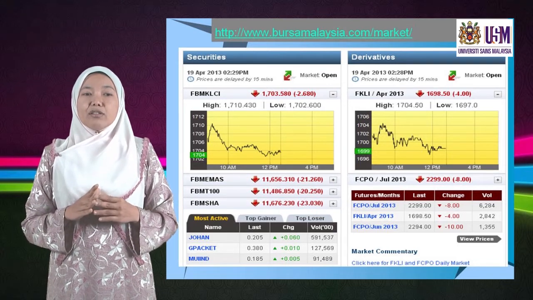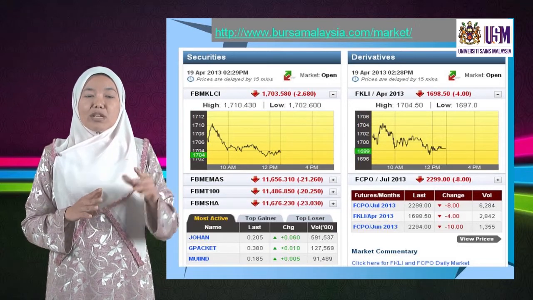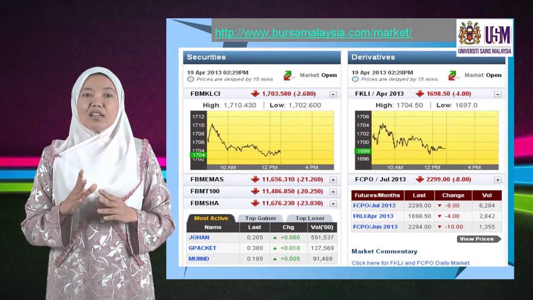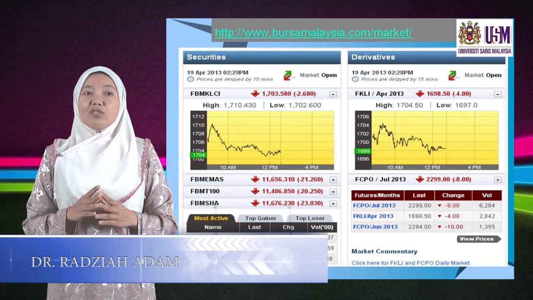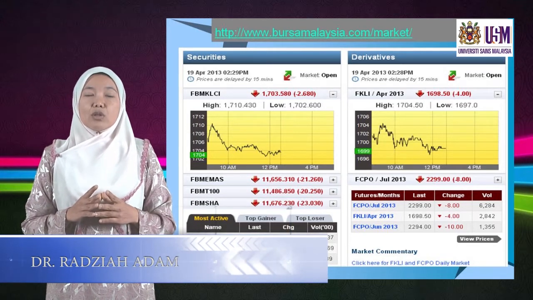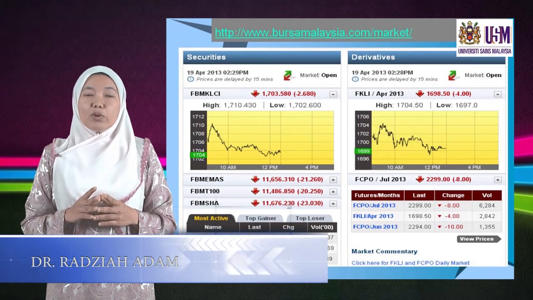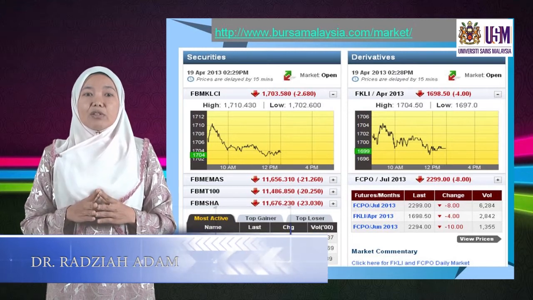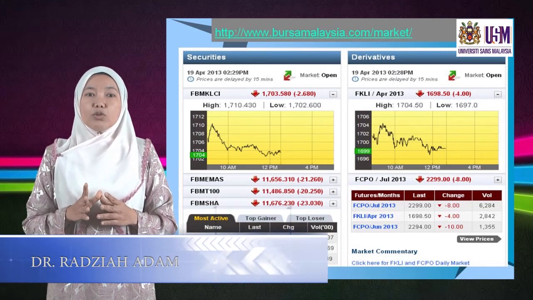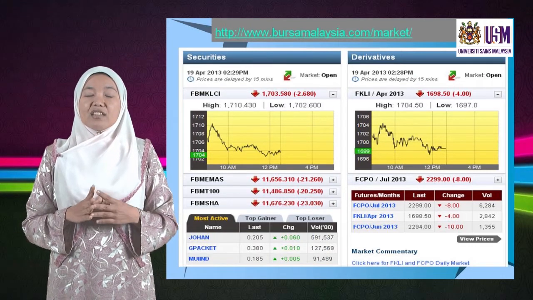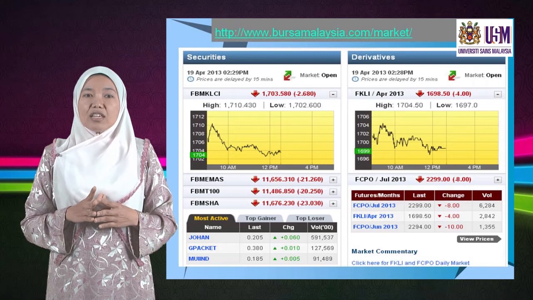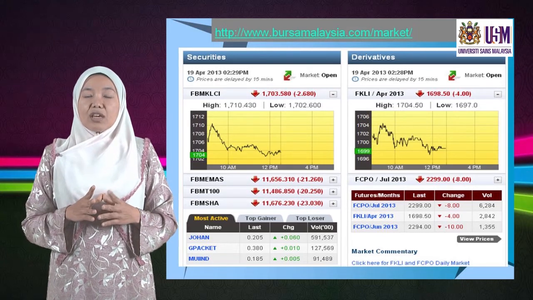We are not doing time series, so don't worry about the graph. Basically you'll be looking at the index, for example, on the left hand side of the screen. The highest amount of the index is 1710.43 and the lowest amount of the index is 1702.600. That is basically the composite index in the Bursa Malaysia, the stock exchange for Malaysia.